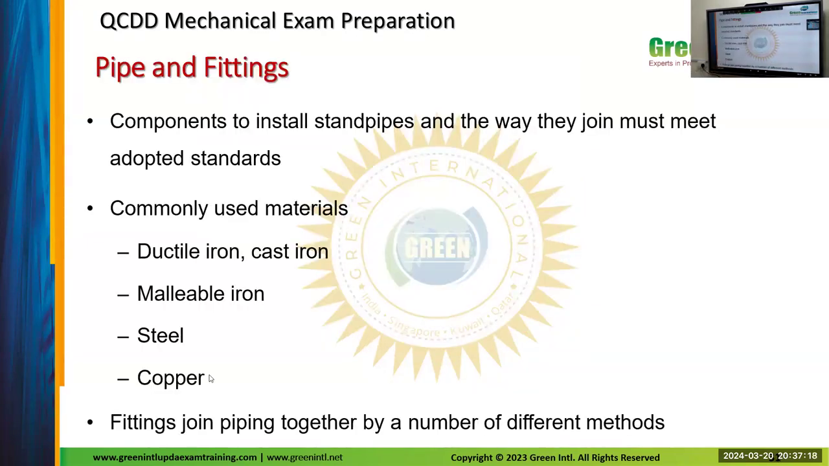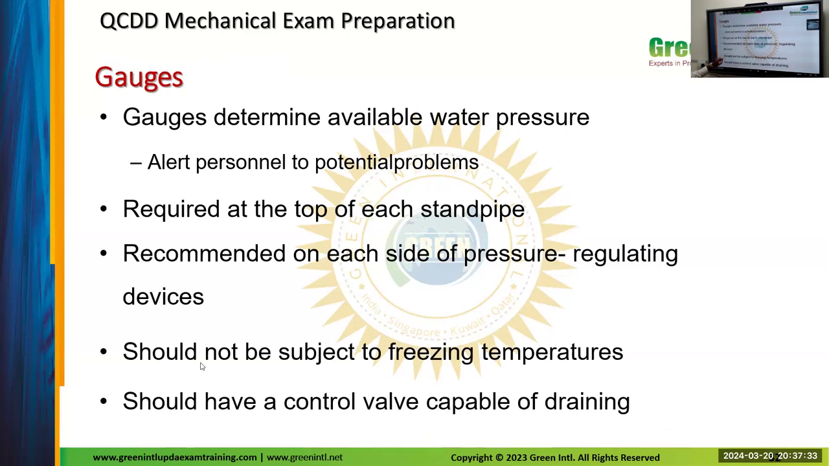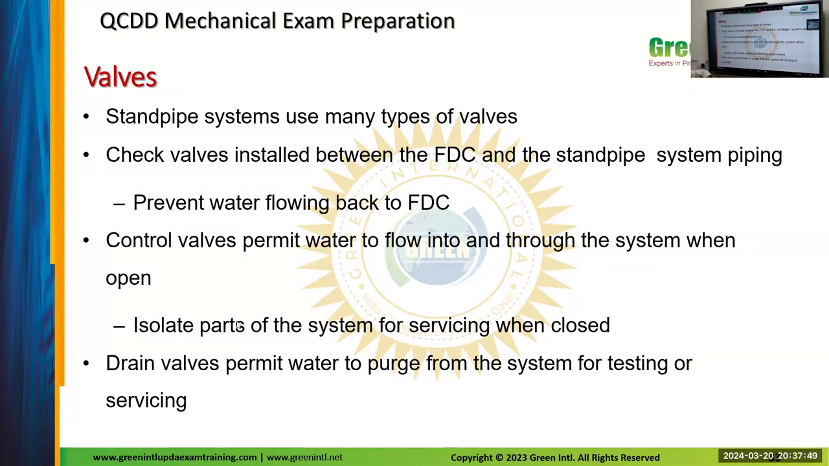And other components are pipes and fittings. The components to install standpipe systems and the way they join must meet other adopted standards. Commonly used materials are ductile iron, cast iron, malleable iron, steel, copper. And the fittings join together by a number of different gauges. Gauges determine the available pressure, how much pressure is inside. Required at the top of each standpipe system, recommended on each side of the pressure regulating device, should not be subject to freezing temperature, should have a control valve capable of draining.